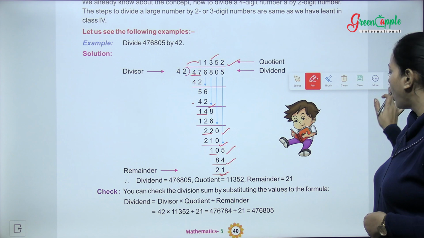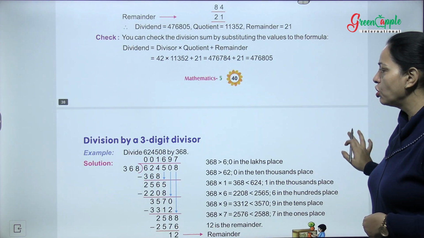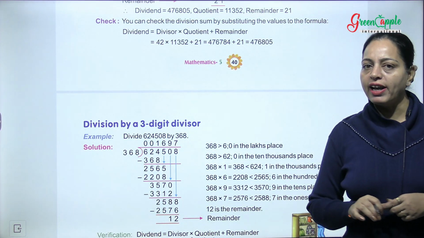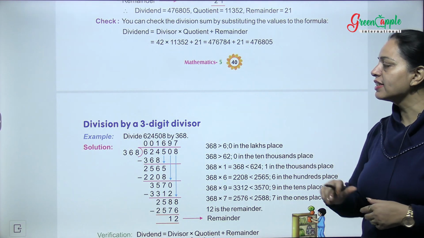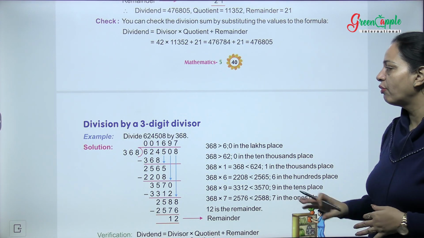So you can check your answer. How? Dividend equals divisor into quotient plus remainder. We will multiply these two and add 21, and we are getting the same dividend. It means our division is right.